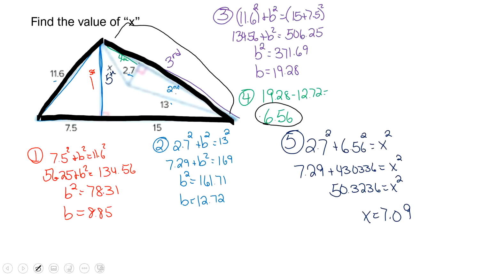Then I was able to find my x value because now I had the two legs of that little small right triangle. 2.7 squared plus 6.56 squared equals x squared. X squared was 50.3236. So then my x value became 7.09. Hope that makes sense. That was a hard problem. It's tying in everything we've learned as we went through this. So that's where we are, the end of the presentation.